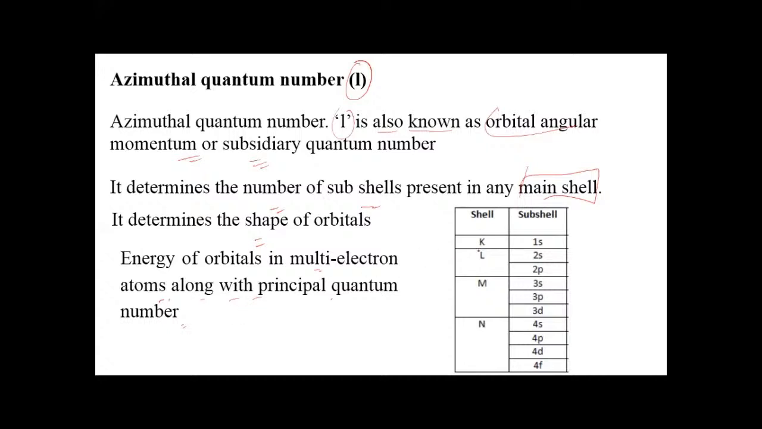So there are shells, K shell, L shell, M shell and N shell. K shell is containing one subshell, whereas L shell contains two subshells, that is 2s and 2p. M shell is containing three subshells, that is 3s, 3p and 3d, and N shell contains four subshells, that is 4s, 4p, 4d and 4f. Okay.